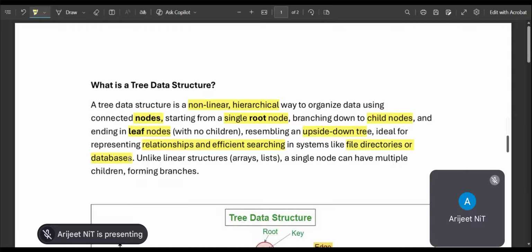Unlike linear structures, a single node can have many children forming branches. So, a tree data structure is non-linear.